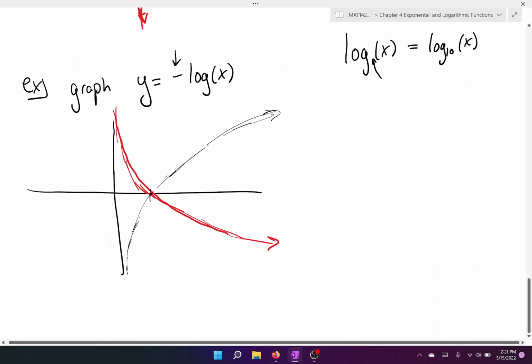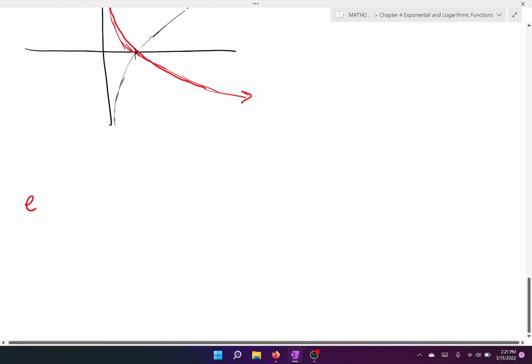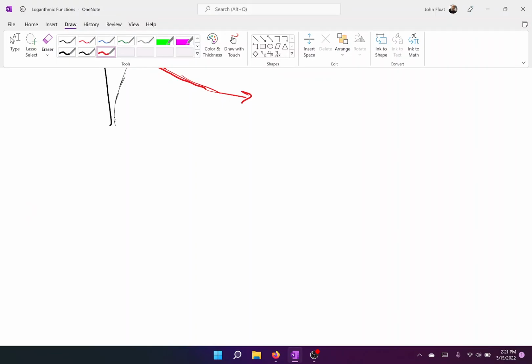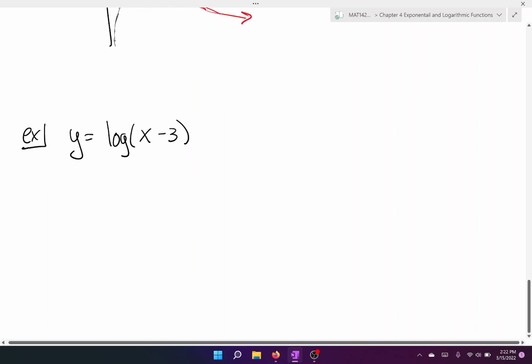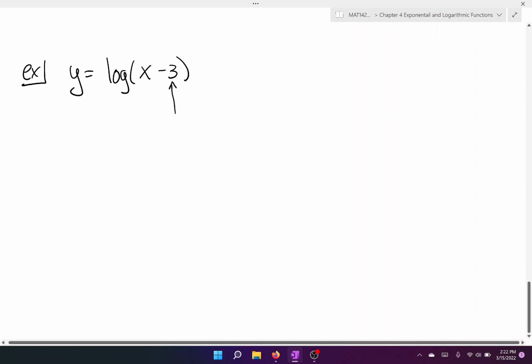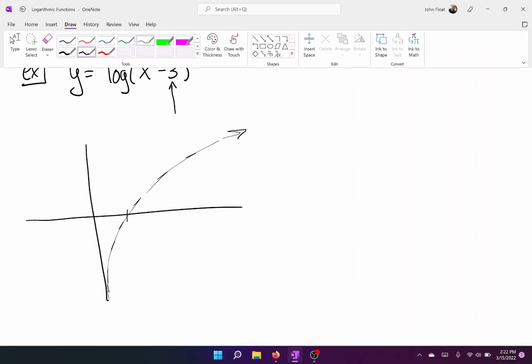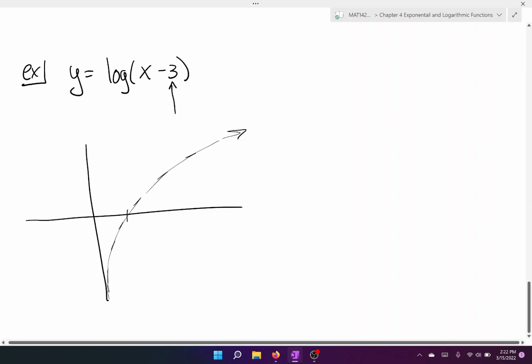Last thing I want us to look at is just a horizontal shift. Oops, let me change my marker real quick. So here's an example of a horizontal shift. So y equals log of x minus 3. Now notice the shift is inside of the parent function. So we know that's going to be a left or a right shift, okay? So as always, I'm going to start off with the parent function that looks like this, okay? Now, we're going to go ahead and we're going to do this horizontal shift. And if it's x minus 3, we know we're moving to the right 3 units.